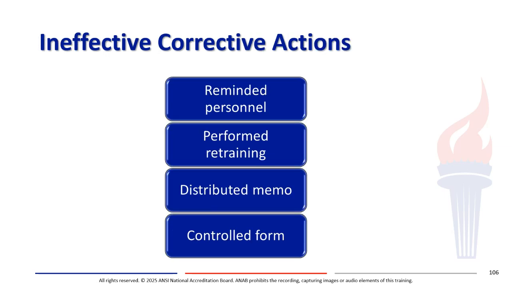Next slide, please. Ineffective corrective actions. These are all examples of ineffective corrective actions. While these actions most likely will need to be taken as part of the entire process, in and of themselves, they will not eliminate the cause of the nonconformity. Reminding personnel, performing retraining, distributing a memo, controlled forms, they're all corrections that can be taken. But robust corrective action targeted at the cause of nonconformity will ensure it does not reoccur. Next slide, please.